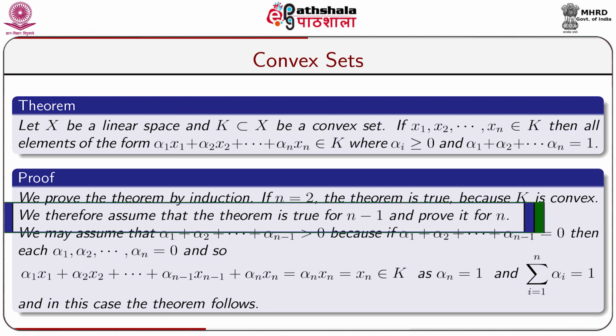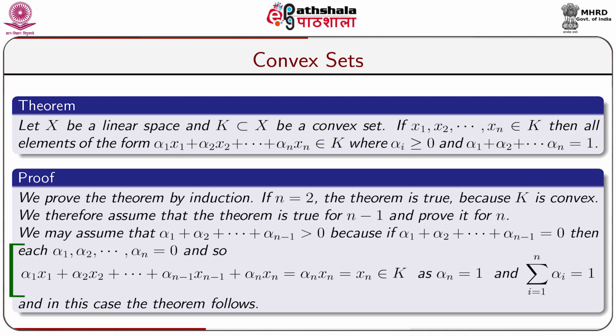We therefore assume that the theorem is true for n minus 1, and we shall prove it for n. We may assume that alpha 1 plus alpha 2 plus dot dot dot plus alpha n minus 1 is greater than 0, because if alpha 1 plus alpha 2 plus dot dot dot plus alpha n minus 1 is equal to 0, then each of alpha 1, alpha 2, dot dot, alpha n minus 1 is equal to 0.